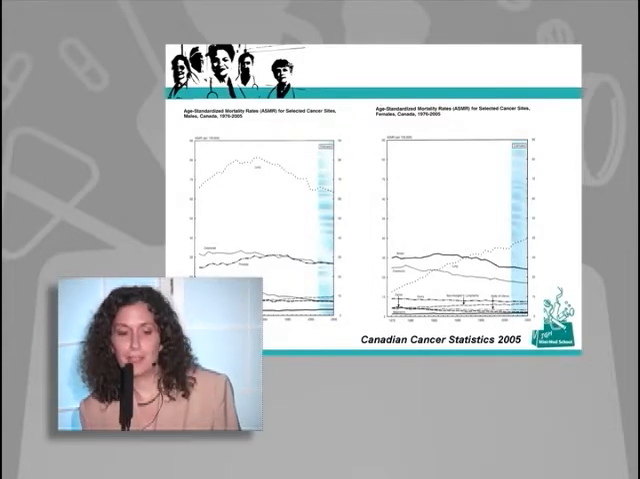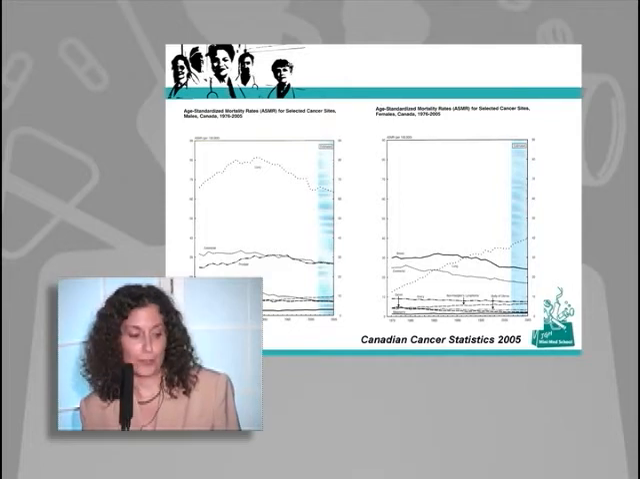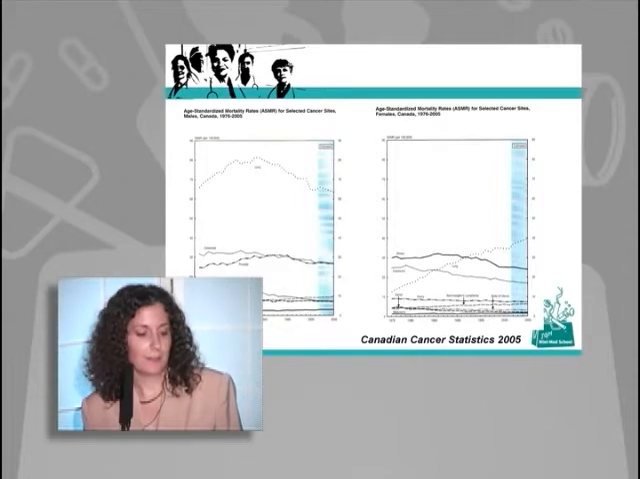Same thing happens for the mortality rate. Because you're identifying cancer sooner, the incidence of mortality tends to decrease. And the same thing happens with colorectal cancer.